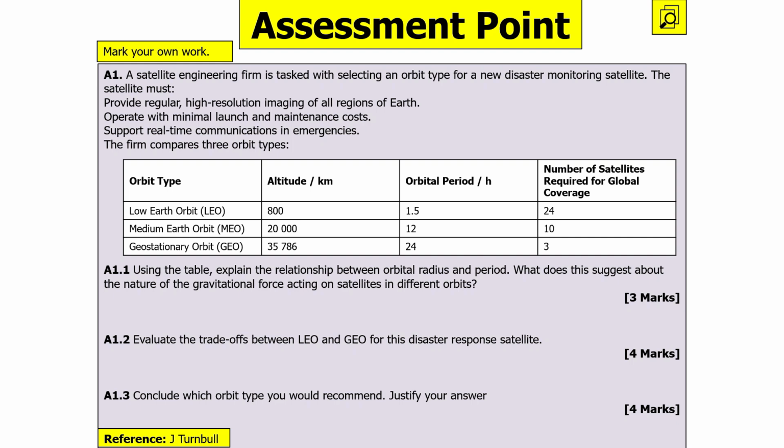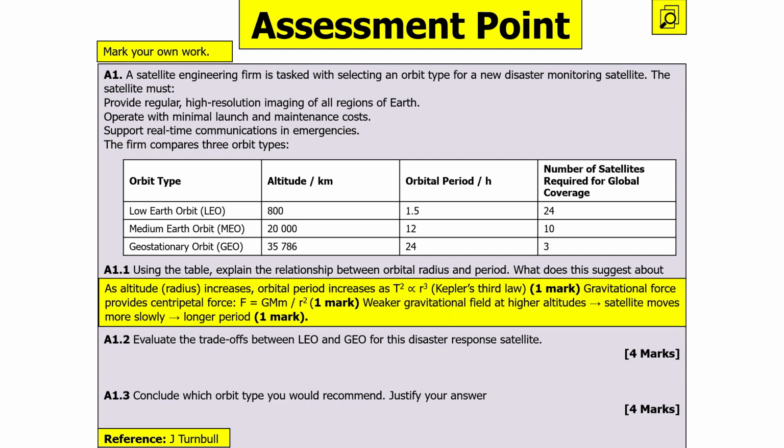Right, in our first one, as you can see, as the altitude or radius increases, the orbital time period will increase as T squared is proportional to r cubed. Now, the gravitational force is providing our centripetal force in this case, so F equals GMm over r squared.